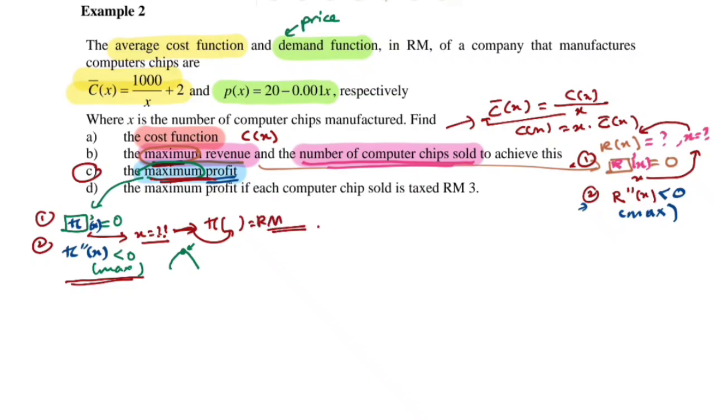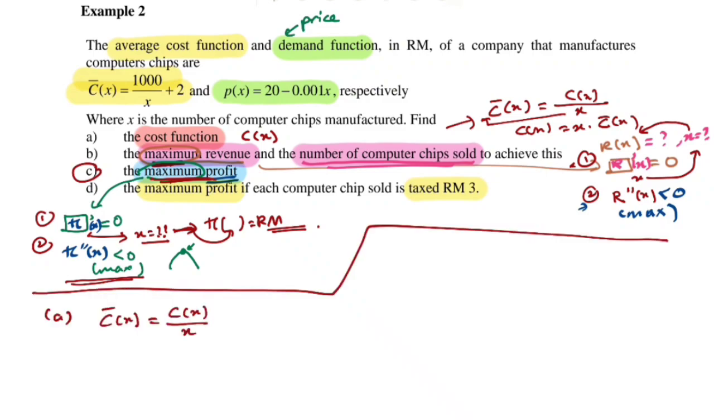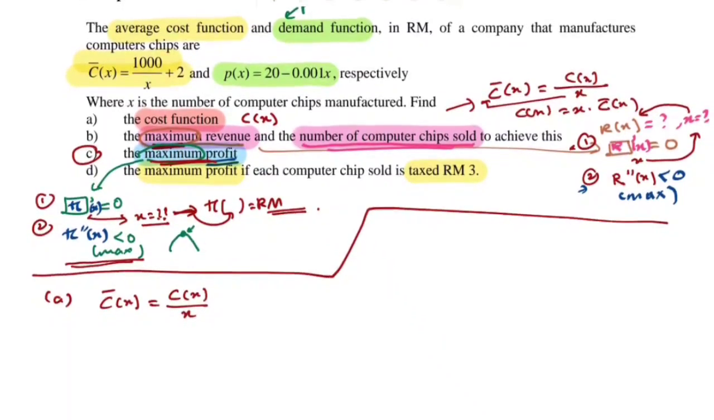The next question is the maximum profit if each computer chip sold is taxed 3 ringgit. Well, that's another story. Let me explain ABC first. Question A wants you to find the cost function, but the function given is the average cost, so write the formula of average cost first. Average cost is equal to cost function over x.